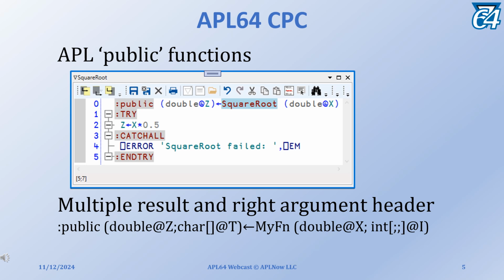The APL64 public function syntax supports individual arguments of any shape or rank which are supported by .NET and any data type supported by APL64. Multiple results, multiple right arguments, and no left arguments are supported. The .NET object type is used for APL64 nested objects.